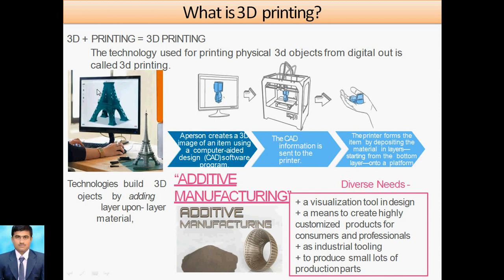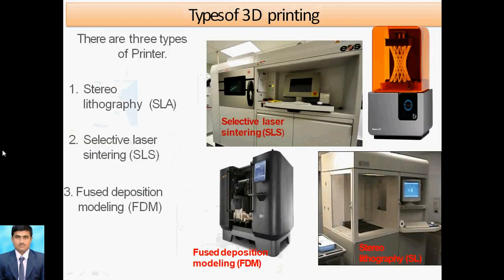For that purpose, we have to create an object, and after that testing will occur. And after finalization of this product, we can go for mass production. So this is the main benefit of 3D printing. Nowadays many multinational companies use a 3D printer for forming new components. So this is regarding 3D printing.